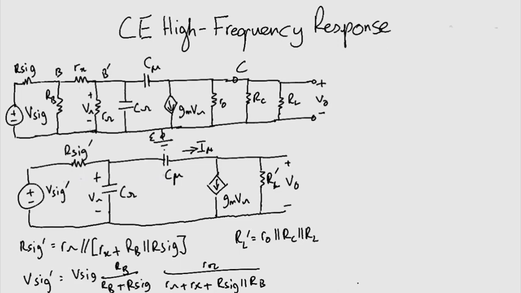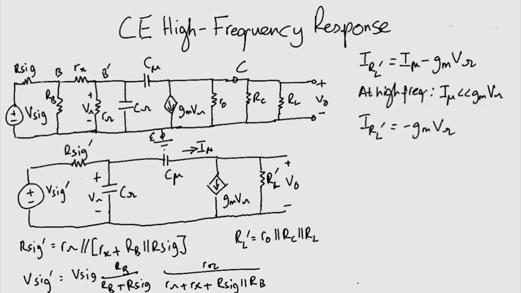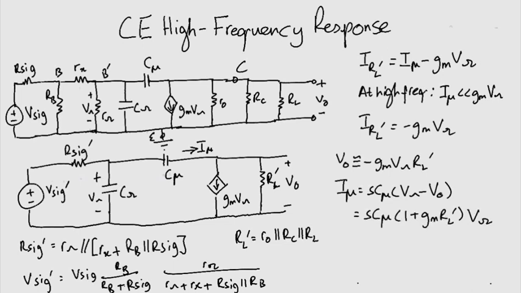We can even simplify it further. Notice this current I mu. The load current IRL dash flowing downwards equals I mu minus GMV pi. Correct? However, at high frequencies, I mu can be assumed to be much smaller than GMV pi. And so IRL dash is minus GMV pi. Using this, we can write the equation for V0 as minus GMV pi RL dash. I mu can be written in terms of its capacitance and the voltage across that capacitance. Putting in the values, we get this expression.